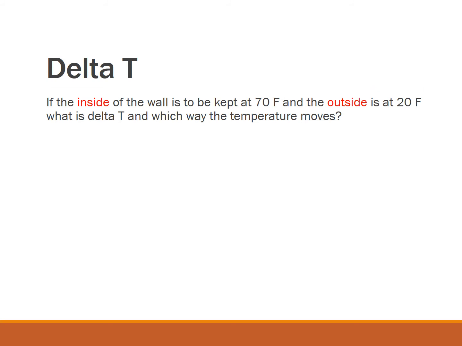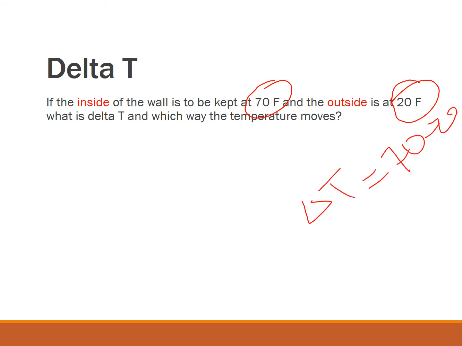Here it's 70 degrees inside, and the outside is 20, so delta T in here is 70 minus 20, which equals 50 degrees Fahrenheit.